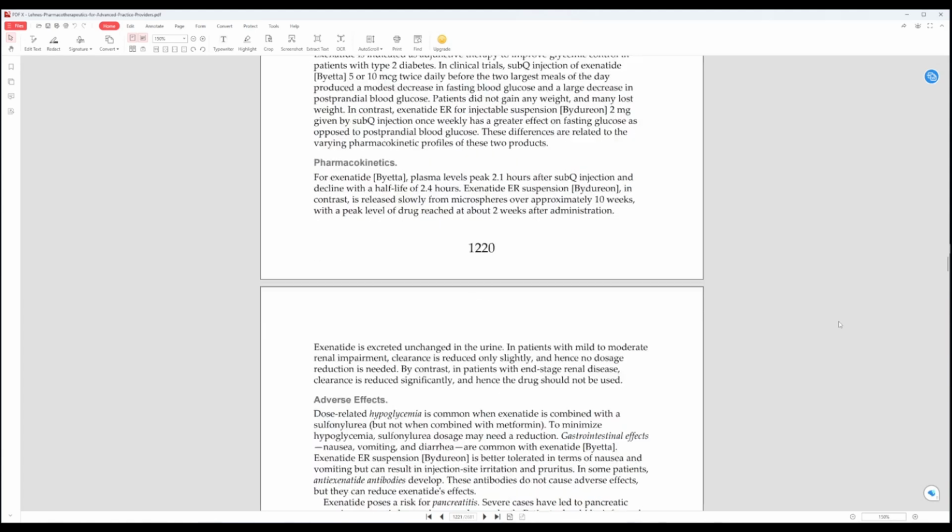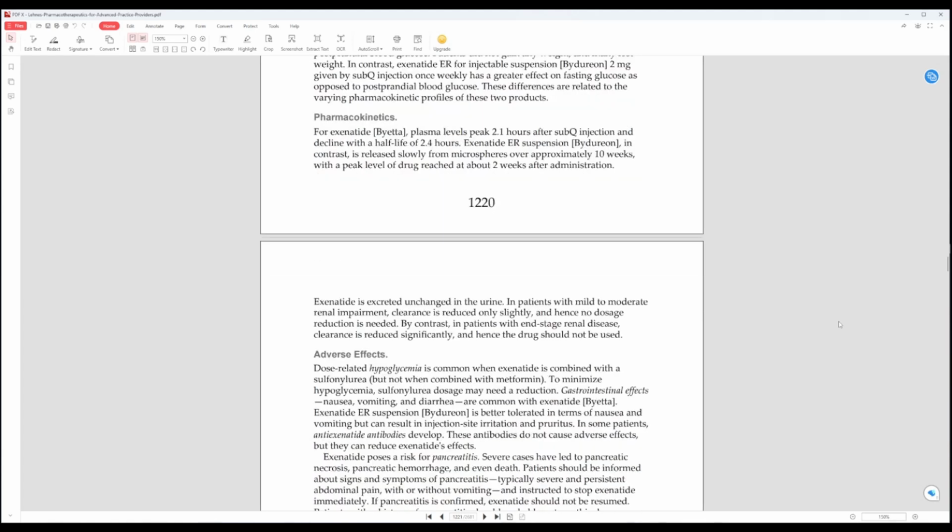So, speaking of which, with Byetta, the plasma levels peak 2.1 hours after sub-Q injection and decline with a half-life of 2.4 hours. Exenatide ER suspension, in contrast, is released slowly from microspheres over approximately 10 weeks, with a peak level of drug reached at about 2 weeks after administration.